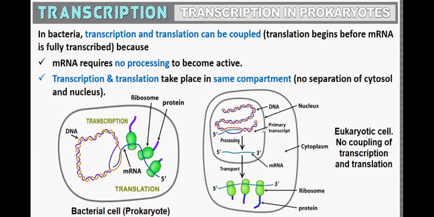But in the case of eukaryotes, transcription takes place and messenger RNA is produced in the nucleus, whereas translation takes place in the cytoplasm. So after transcription, this messenger RNA also goes through processing, then it comes out from the nucleus to the cytoplasm, then there is translation. So in eukaryotic cells, there is no coupling of transcription and translation.